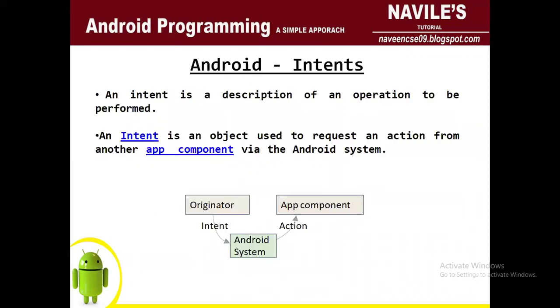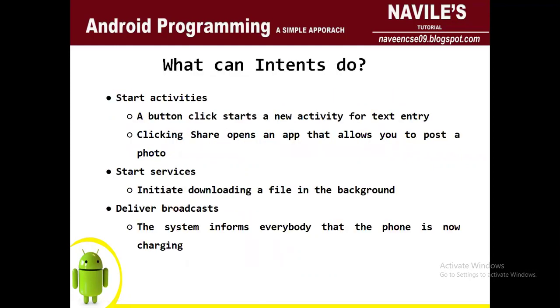For navigating from one activity to another activity, Android provides intents. An intent is a description of an operation to be performed. An intent is an object used to request an action from another app component via the Android system. In simple words, I can say intents are a bridge which is going to provide you facility to move from one activity to another activity. Now, what can intents do?